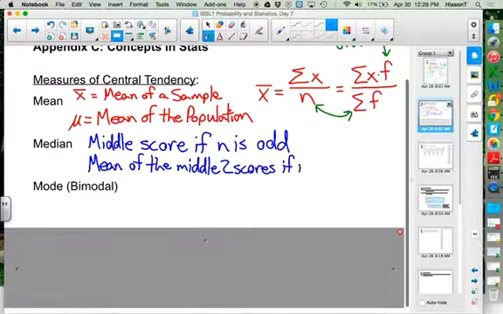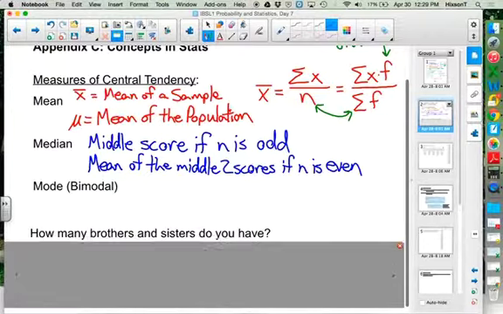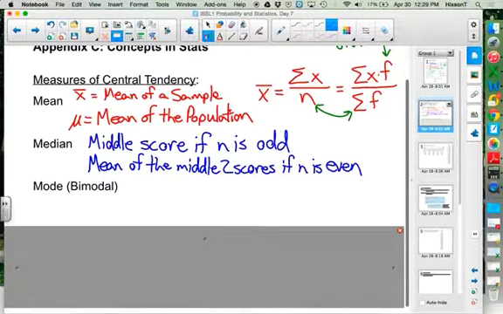If n is even. Okay? All right. So that's pretty straightforward. And then we have the mode.